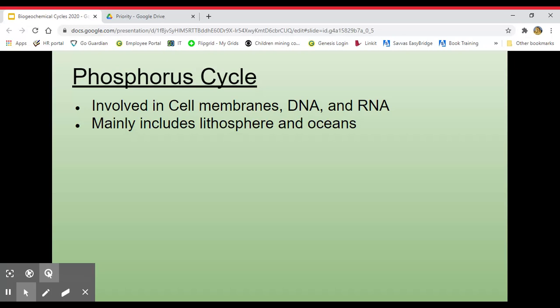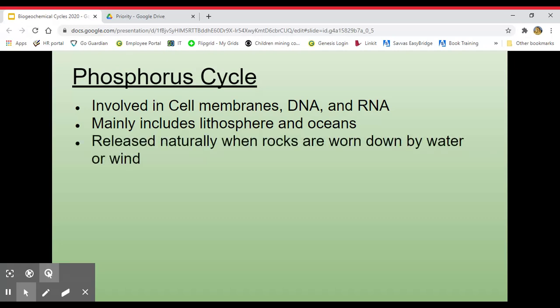It's mainly going to be found in the lithosphere and oceans. When we're referring to the lithosphere, we're referring to the top couple layers of the Earth's crust and mantle. The lithosphere could be referring to many of the rocks and the mountains found on the surface of the earth. So that is mainly where phosphorus is going to be found. It also can be found in oceans as well.